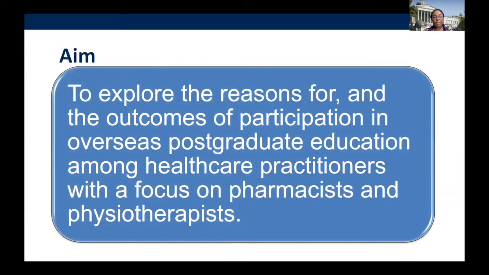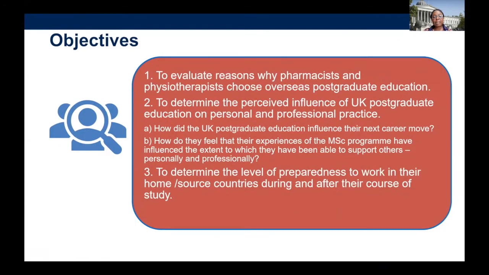The aim of the study was to find out why those practitioners who are qualified in their home countries chose to travel to UK for their education and to seek their perspective about the outcomes of engaging in international studies. These are some of the objectives of the study. One of the reasons we wanted to understand was how prepared these practitioners felt to return and work in their home countries.